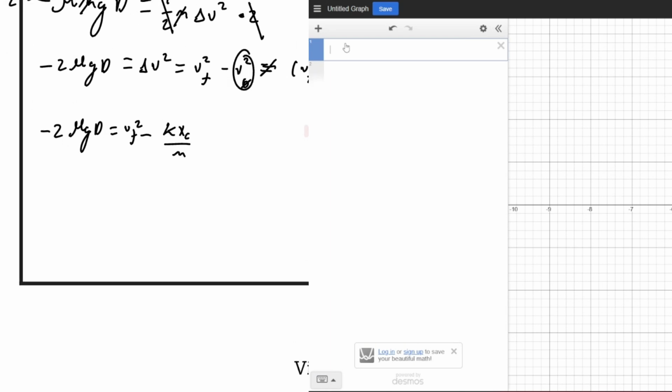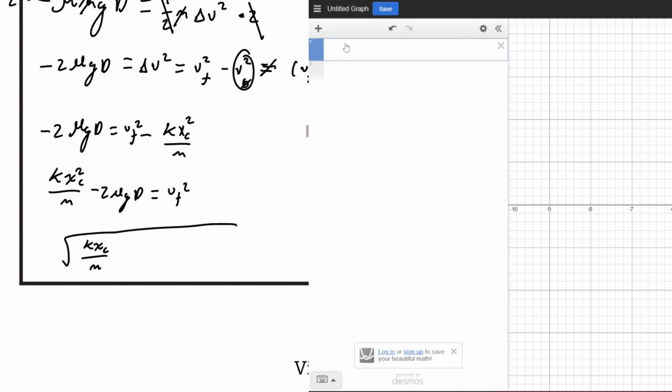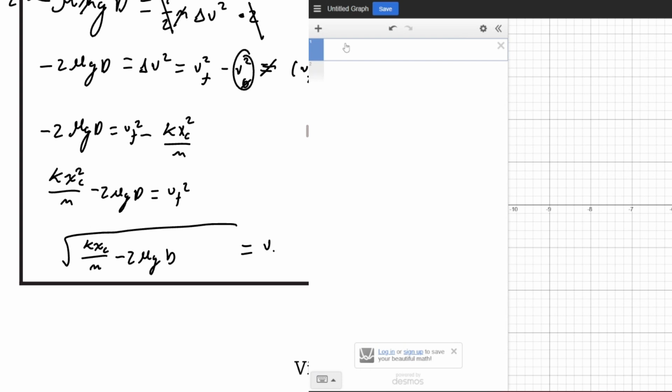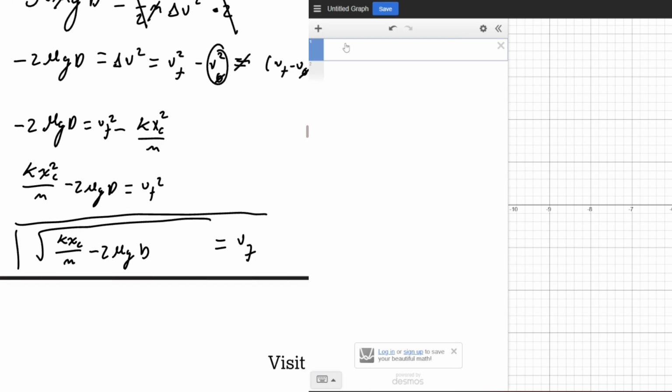And now I'm going to solve by putting this on the other side. So I'm going to write kx squared, and I'm basically going to add, so I can cancel this here. Minus 2 mu gd equals v final squared. Oh, sorry, I forgot the kx squared. Forgive me. I'm going to take the square root, in order to get v by itself. Equals v final. Great. Now I'm not done yet though, right?